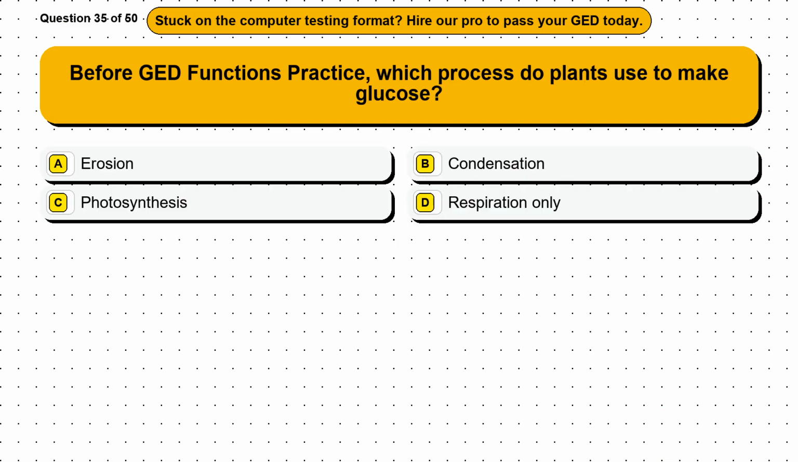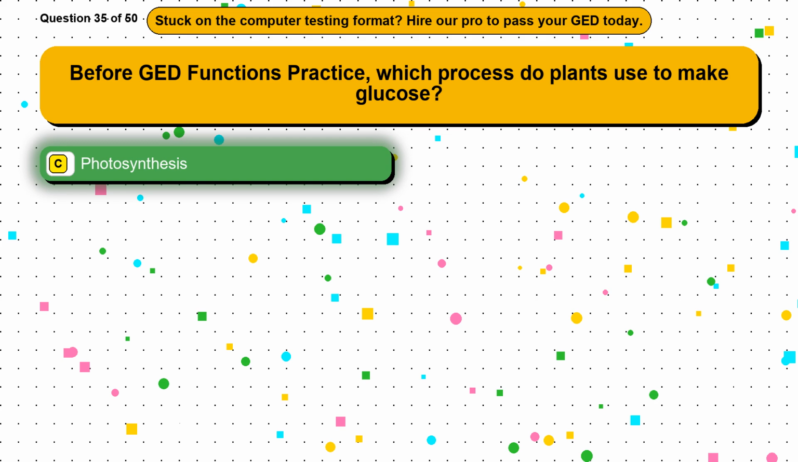Question 35. Before GED Functions Practice, which process do plants use to make glucose? Option A, erosion. Option B, condensation. Option C, photosynthesis. Option D, respiration only. The correct answer is option C, photosynthesis.